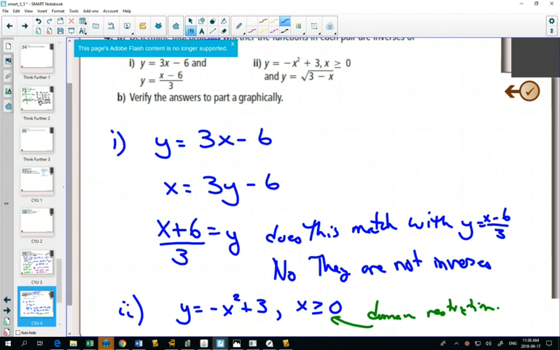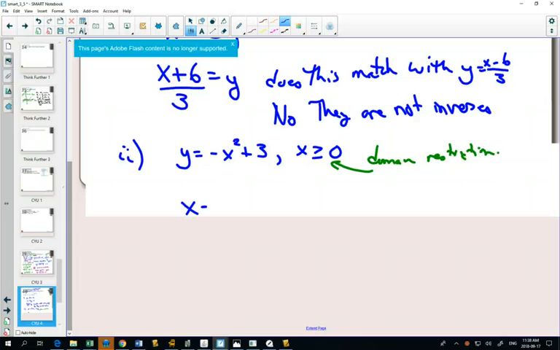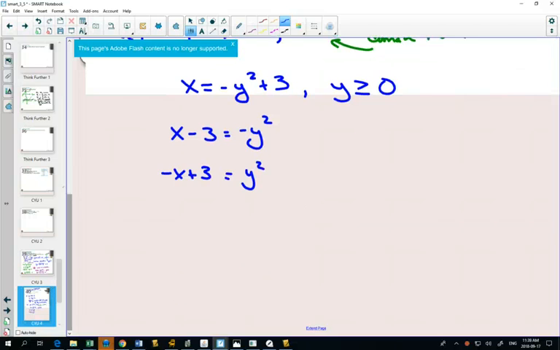So now algebraically, we still switch x and y, and switching x and y means that we would have x equals negative y squared plus 3, and we have to switch x and y in the restriction as well. So now we're looking at a new graph where the y value is bigger than or equal to 0. What does that mean? Well, solving for y, I can move the 3 over, multiply by a negative to get the y squared by itself, and square root.